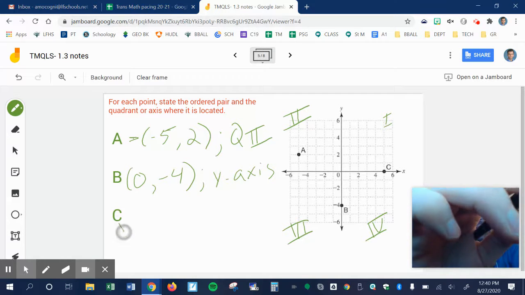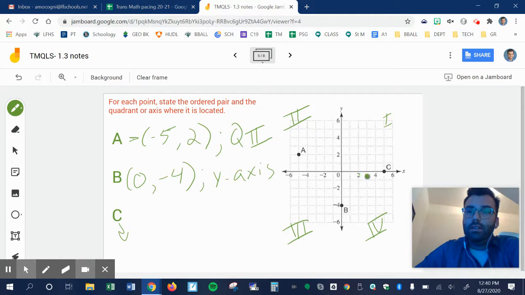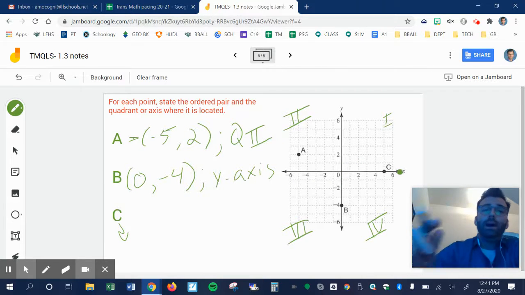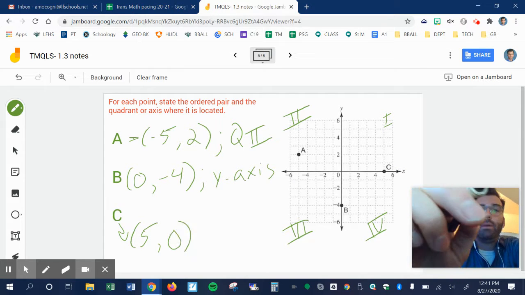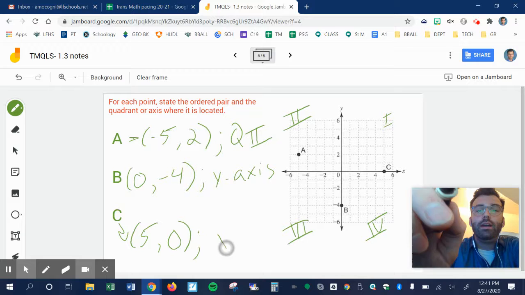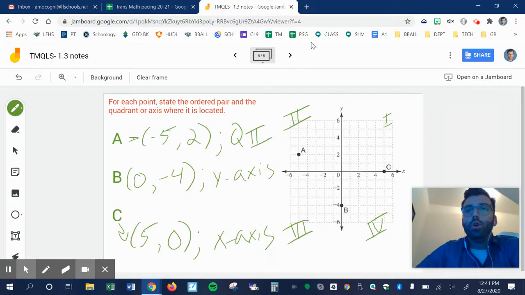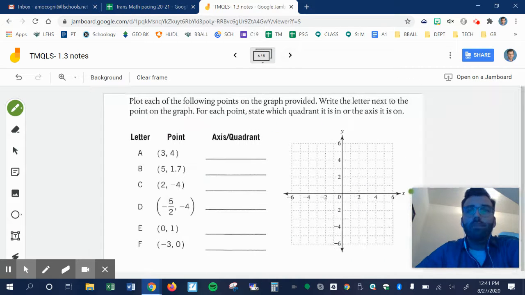We're on to point C now. I'm not moving up and down, which makes my y 0, but I'm going 5 to the right, so I'm at 5, 0. I'm not located in a quadrant. I'm located on the x-axis.